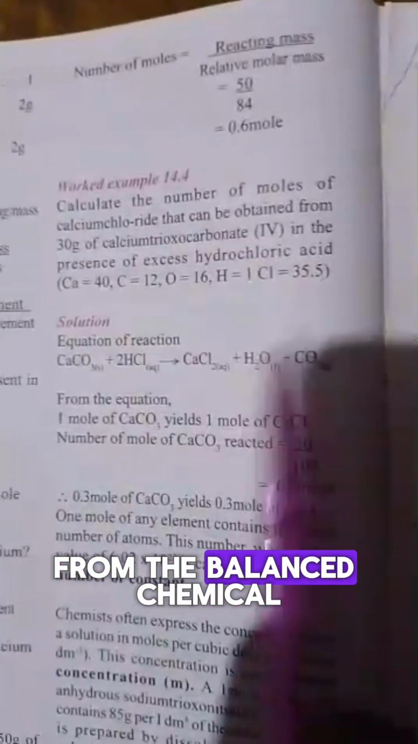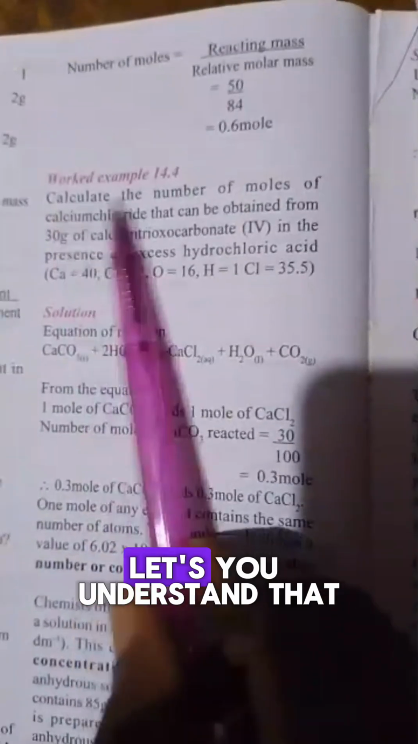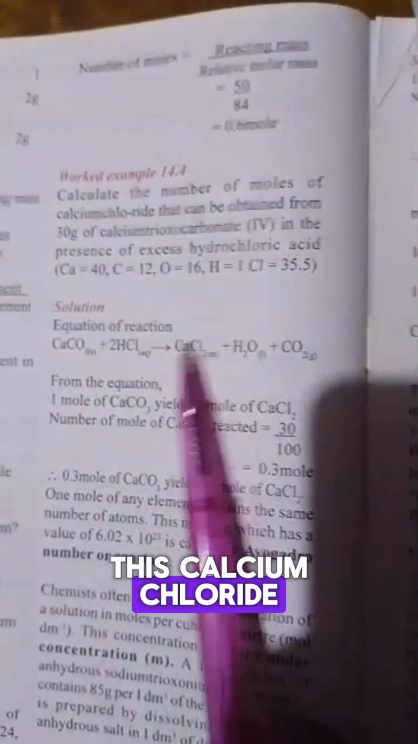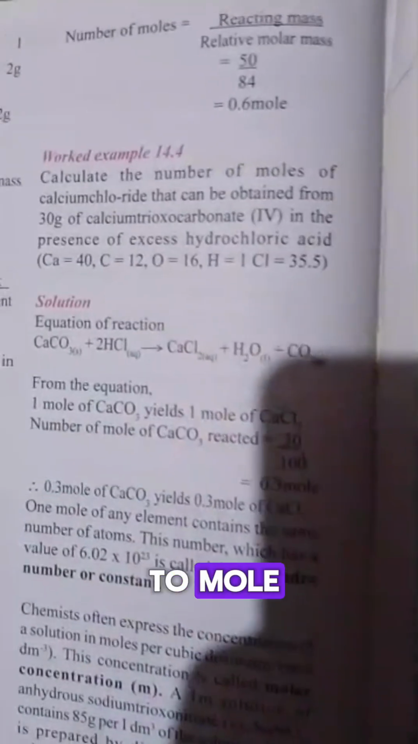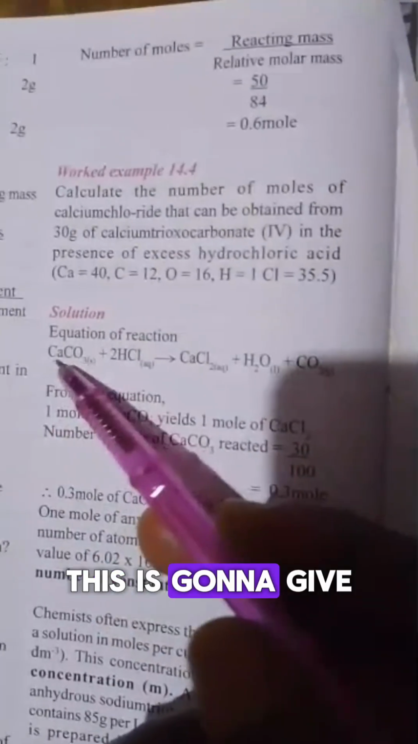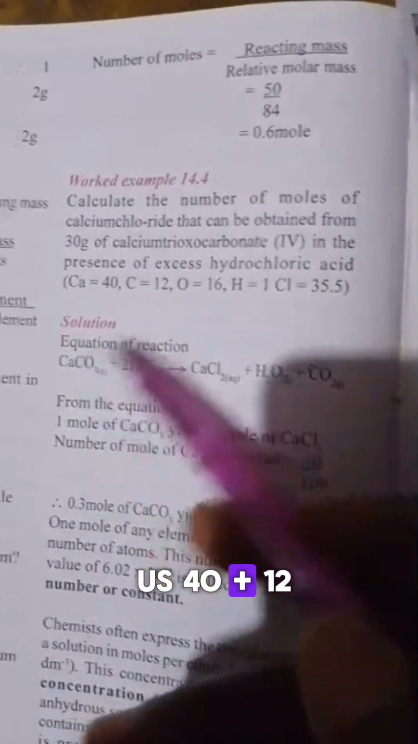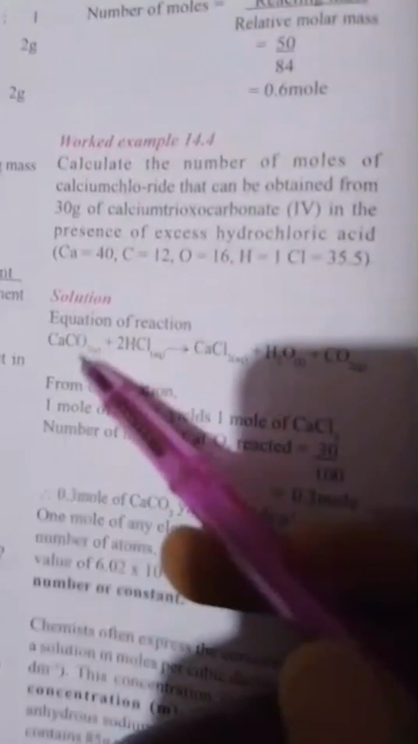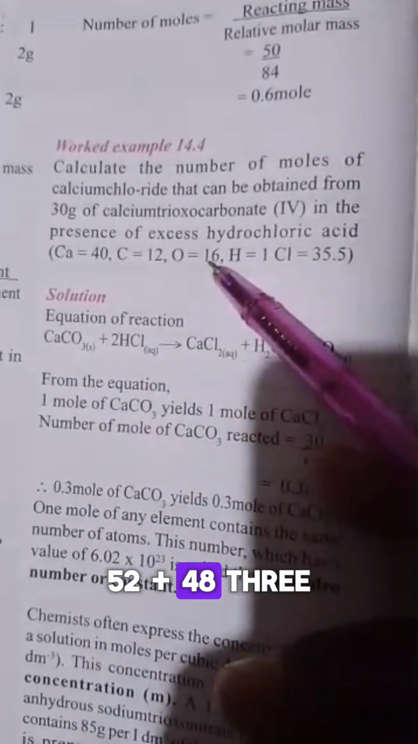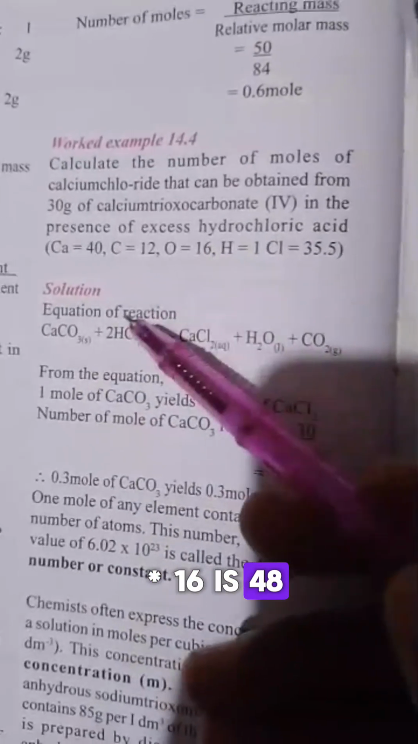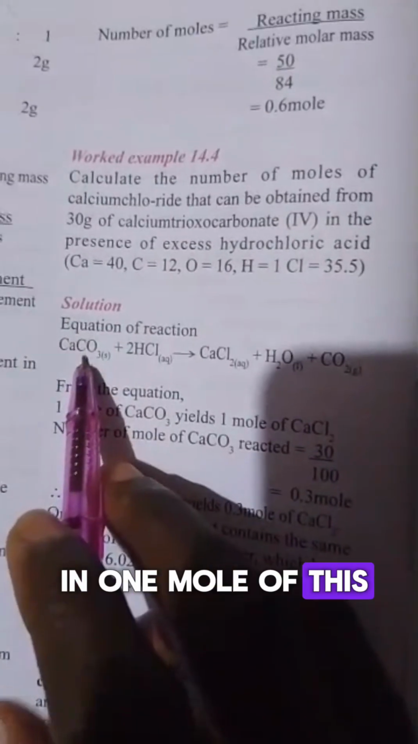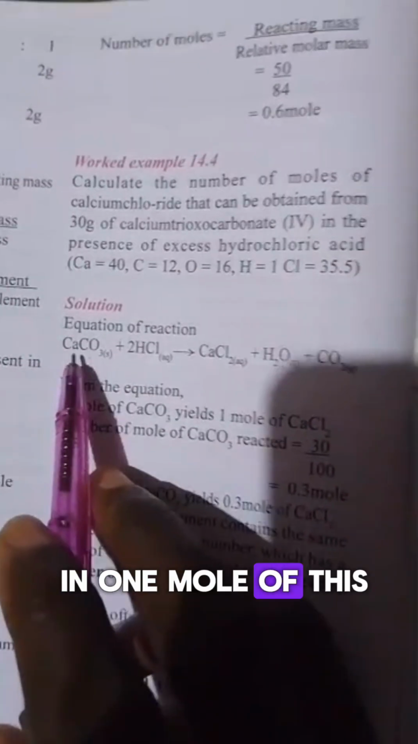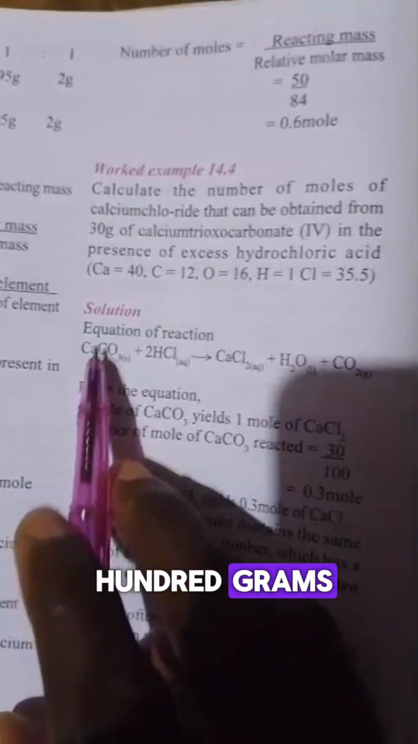From the balanced chemical equation, you understand that we want the number of moles of this calcium chloride that can be obtained from 30 grams of this. We're going to compare mass in grams to mole. This one, we've calculated before. This is going to give us 40 plus 12, that's 52. 52 plus 3 times oxygen. 3 times 16 is 48. So 52 plus 48 is going to give us 100. There are 100 grams in 1 mole of this. So that's the molar mass. So the molar mass of this substance is 100 grams.